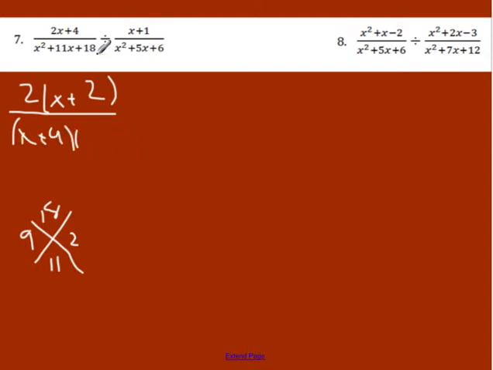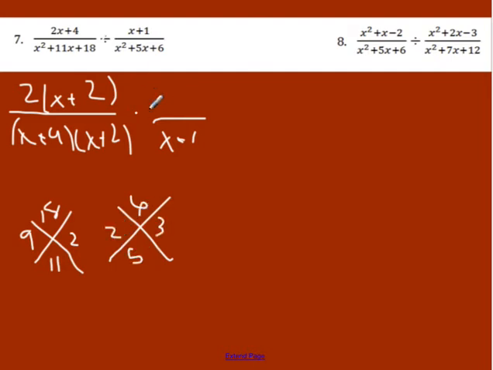So when I go to flip that fraction right there, the x plus 1 is going to come down to the bottom. And then I need to set my x up to figure out the factors of the top. So I'm multiplying to 6 and adding to 5. That's going to give me 2 and 3. So I have x plus 2 times x plus 3. So then I'm going to cancel out my x plus 2's. And that's all that cancels out.